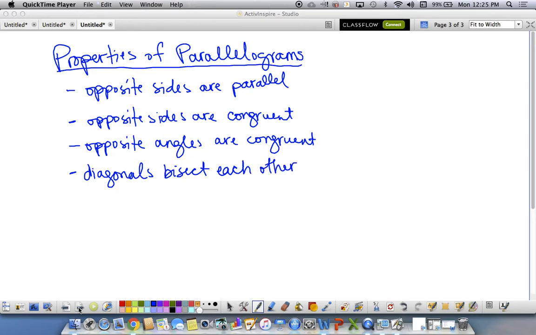Okay, the diagonals are not congruent. They're only congruent if it's a rectangle. That's a very special case when they'll be congruent, but not necessarily any other time, but they will always bisect each other.